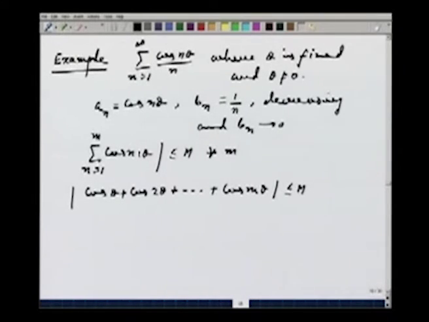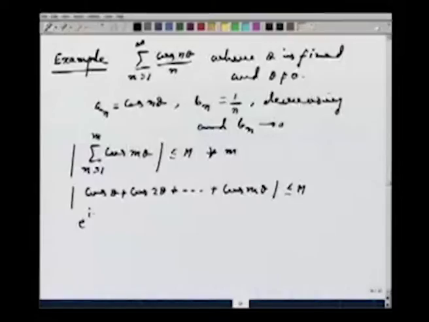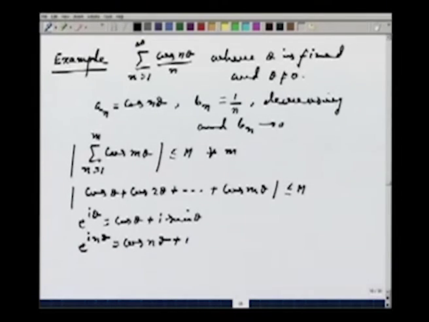What I do is I view cosine theta as the real part of a complex number, and that is a very well known complex number, all of us know it. If I look at e to the power i theta, this is cosine theta plus i sine theta, and we also know by de Moivre's formula that e to the power i n theta is cosine n theta plus i sine n theta.